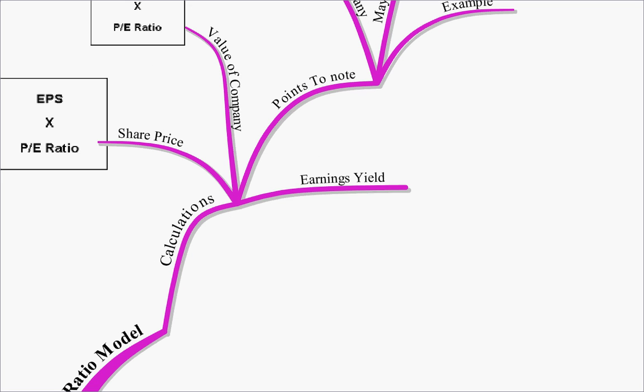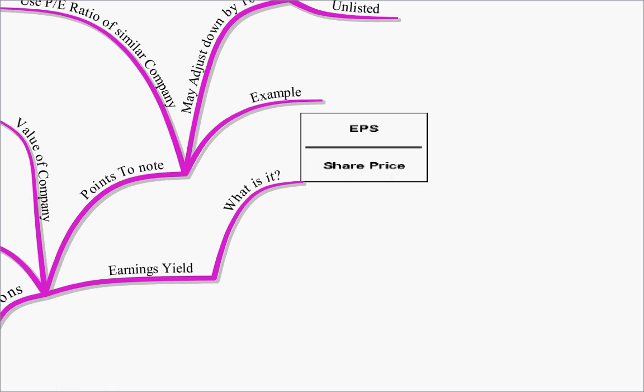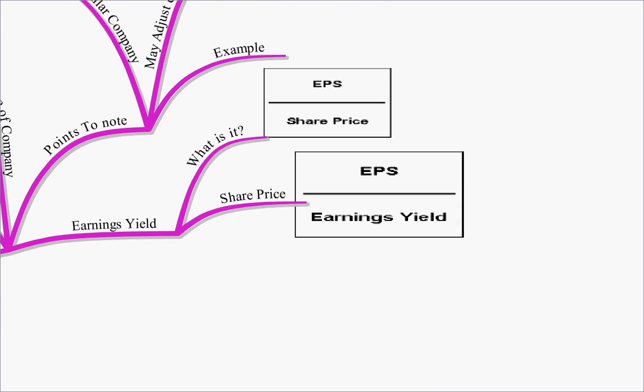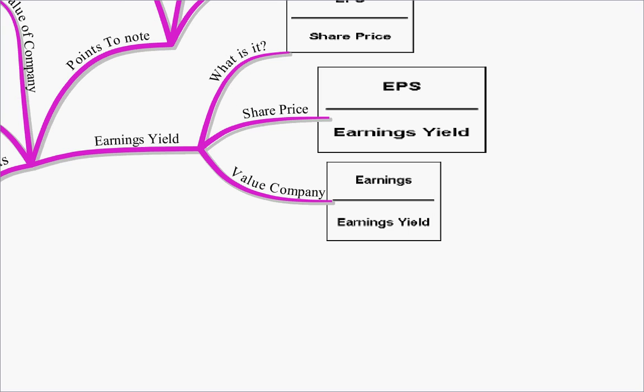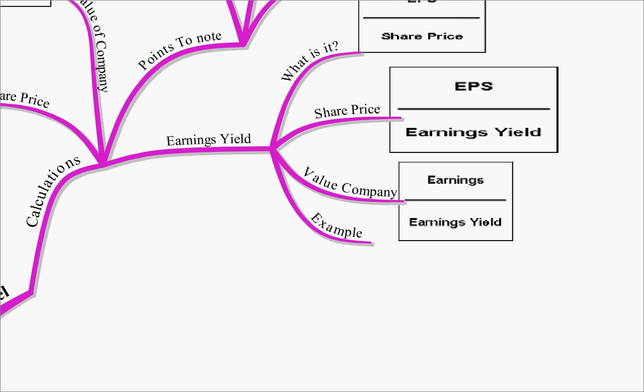Something else on the price to earnings ratio model is just about the earnings yield. What is it? Well, it's your earnings per share over your share price. You can use it to calculate your share price, therefore, as your earnings per share over your earnings yield. And to value the company will be your earnings over your earnings yield. And again, we did an example of that in class.